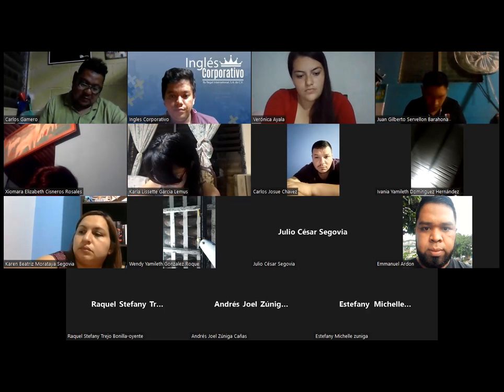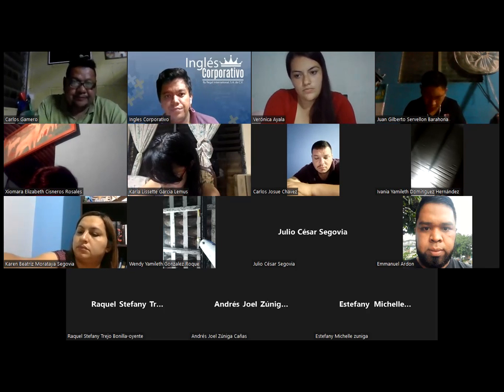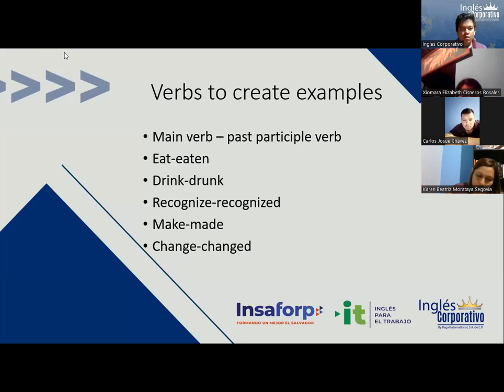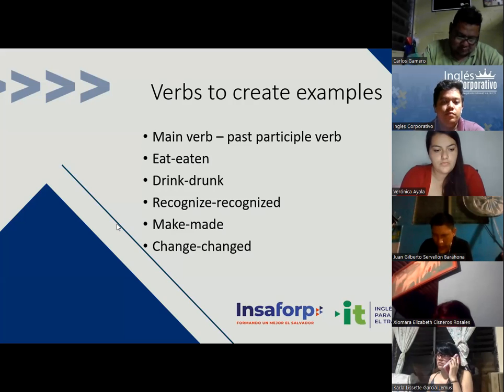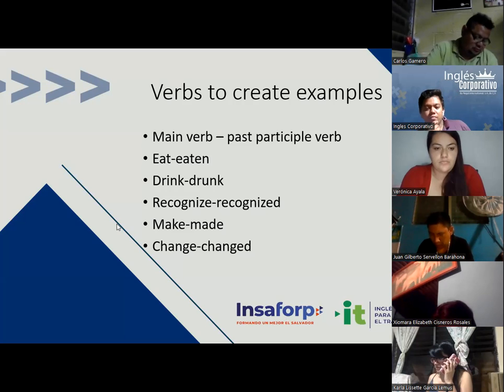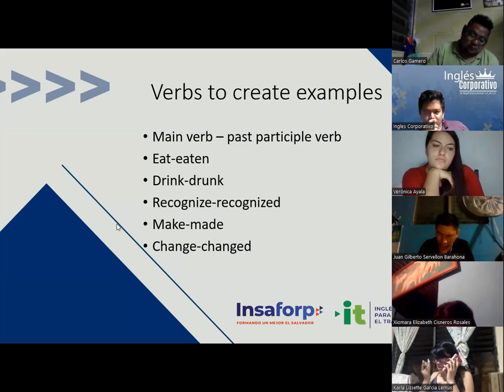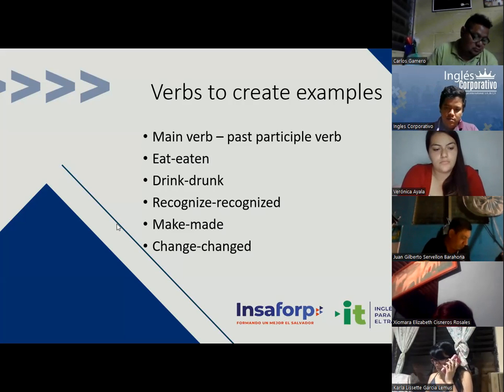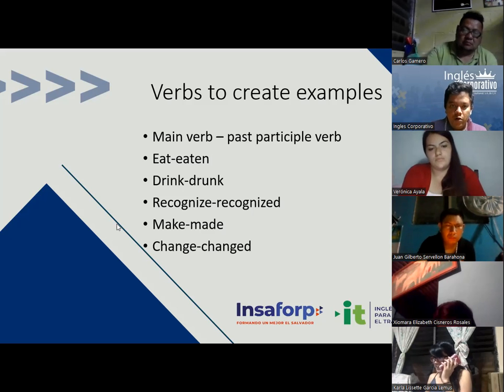Can you share the verbs we're using again? Yes, of course. Give me one second. Here you have. Okay, I guess most of you have already finished. All right, let's keep going.